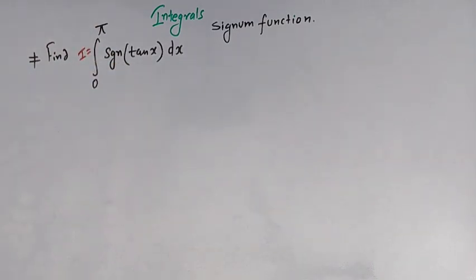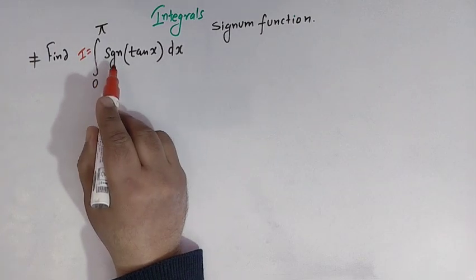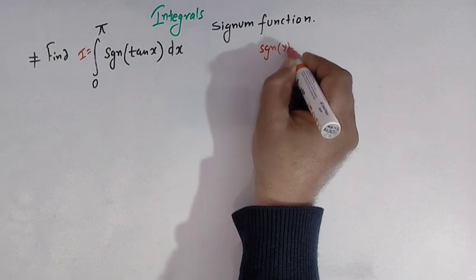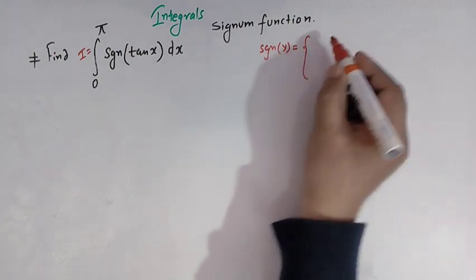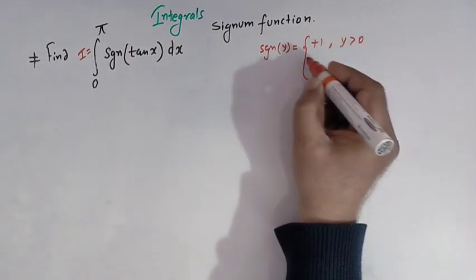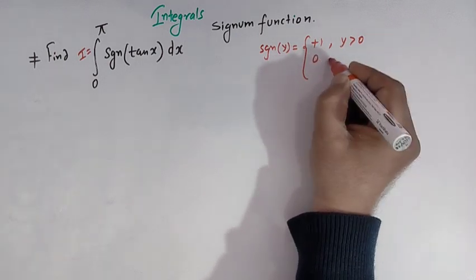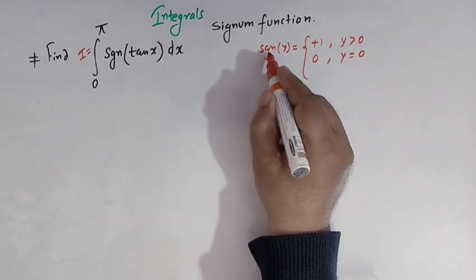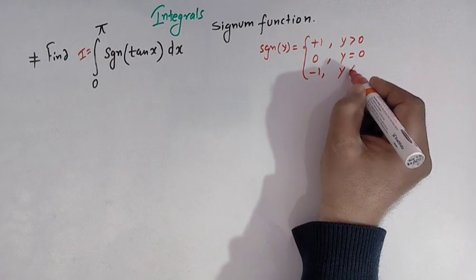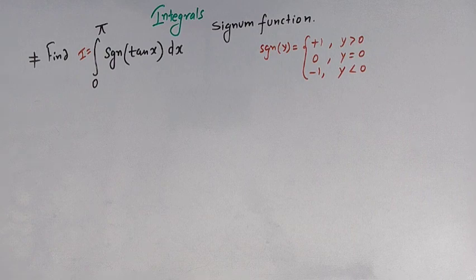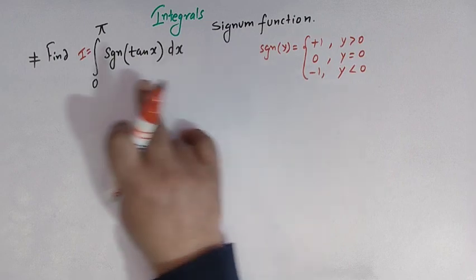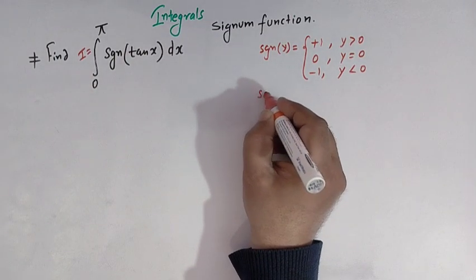And here, let us first see the definition of the signum function, right? So signum of y is defined like this. Signum of y takes the value plus 1 whenever y is greater than 0, and signum of y is 0 when y is 0, and signum of y takes the value minus 1 whenever y is less than 0, right? So let us now apply this definition to signum of tan x.